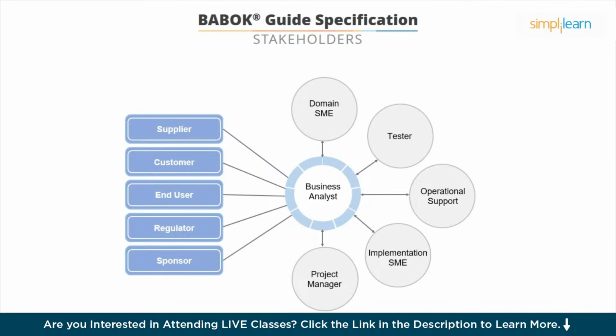Suppliers provide products or services to the organization. Customers may use products or services produced by the organization. End users directly interact with products, services, or solutions. Regulators are responsible for defining and enforcing standards. Sponsors are responsible for initiating the effort to define the business need and solution.